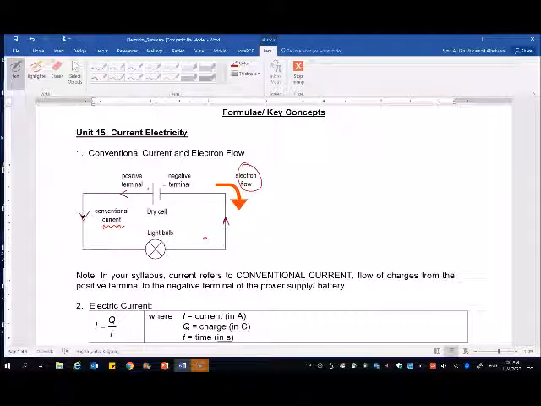So when you see questions that ask for flow of current, be very careful. Are they asking for current or are they asking for flow of electrons?